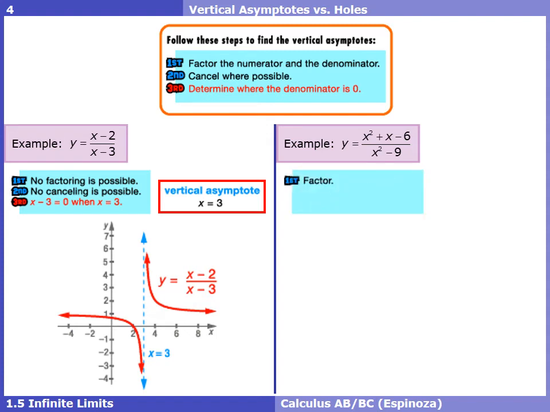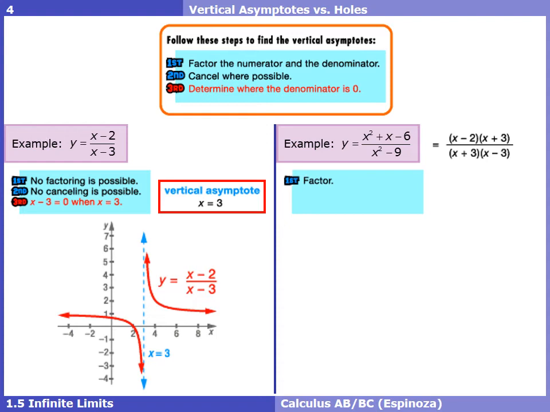In the top, we can factor it to be x minus 2 times x plus 3. In the bottom, we have a difference of squares, and that in this case would be x plus 3 times x minus 3. Again, the key, like I was saying in the last example, is that we only cancel factors.